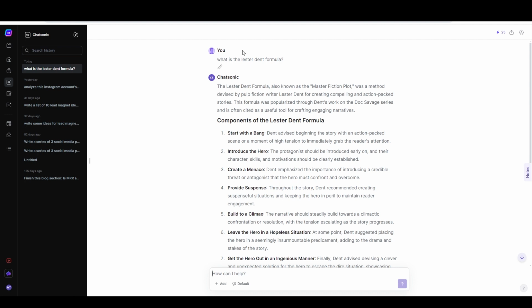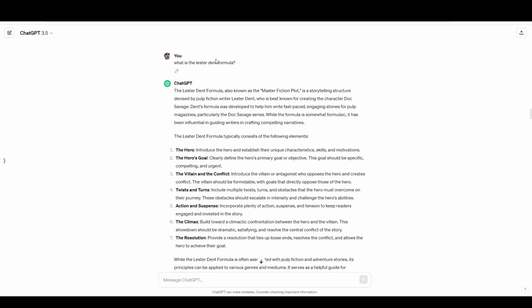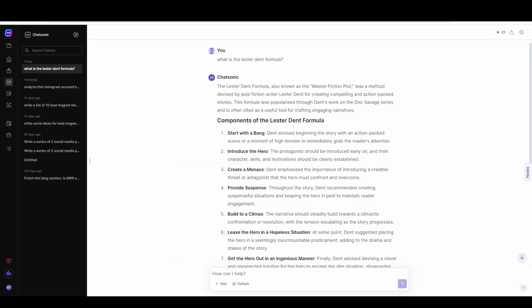And WriteSonic is powered by the GPT large language model, so it tends to have fairly similar answers to ChatGPT. However, I find that its outputs are a little bit better. For example, the one I'm looking at here is with all four of the tools, with ChatGPT and the other three. I've given it the same instruction, which is, what is the Lester Dent formula? And this is a formula for writing short stories that I'm learning about because I'm also a fiction writer. And all four of these tools did a good job of explaining what it is. ChatGPT and WriteSonic do have very similar answers, but they're actually fairly different. They're just structured the same way.